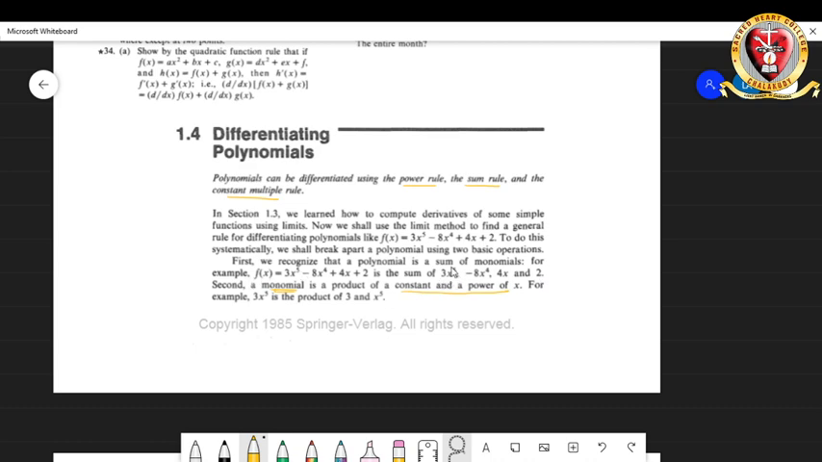Each of these terms is called a monomial. A monomial is a product of a constant and a power of x. You can see 3 is a constant and x raised to 5 is a power of x, so 3 into x raised to 5 is a monomial. Similarly, minus 8 into x raised to 4, 4x, 2, all of them are monomials. Here 2 is equal to 2 into x raised to 0, so that is also a monomial.